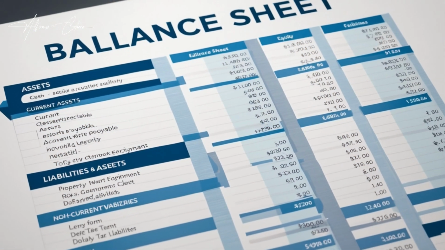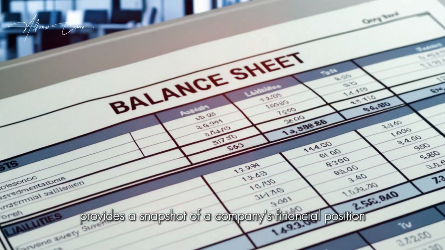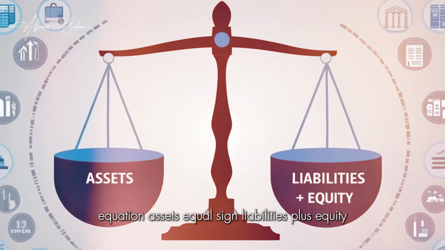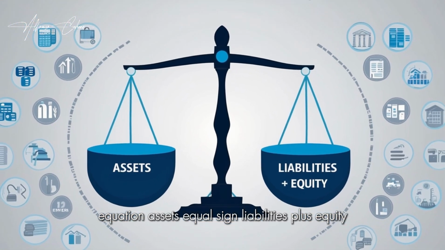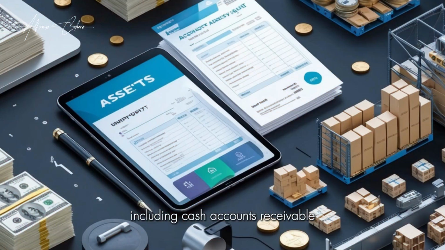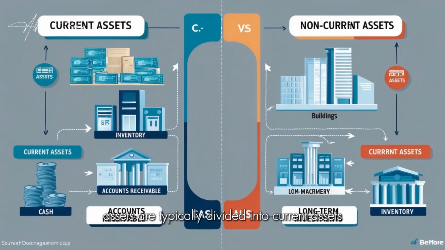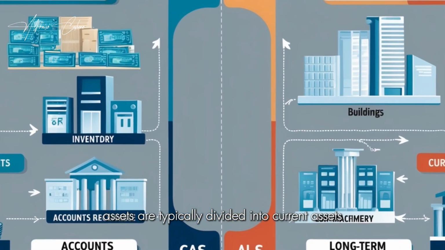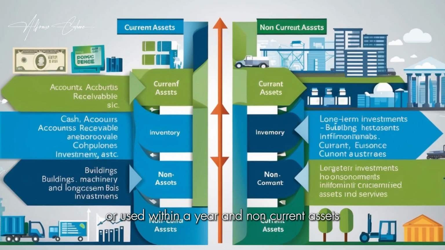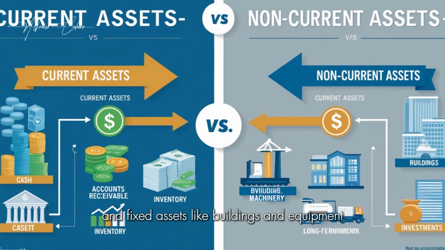Balance sheet. The balance sheet provides a snapshot of a company's financial position at a specific point in time. It is structured around the fundamental accounting equation: assets equal liabilities plus equity. Assets are everything the company owns that has value, including cash, accounts receivable, inventory, and property. Assets are typically divided into current assets, those expected to be converted into cash or used within a year, and non-current assets, long-term investments and fixed assets like buildings and equipment.